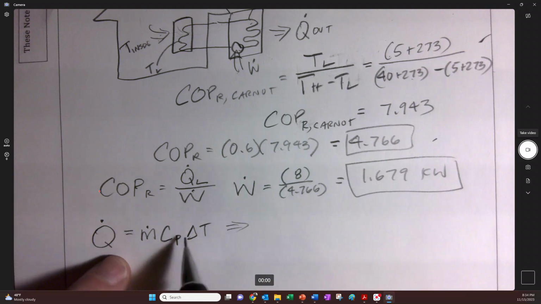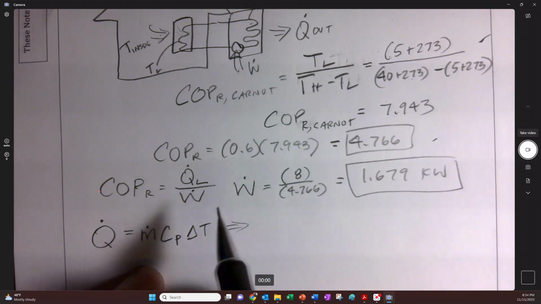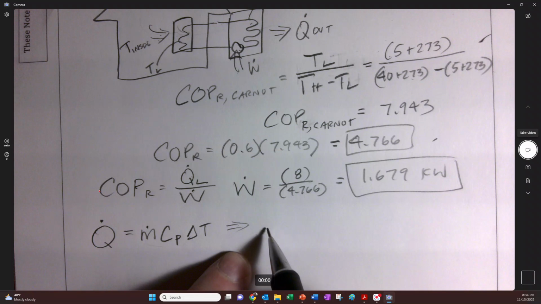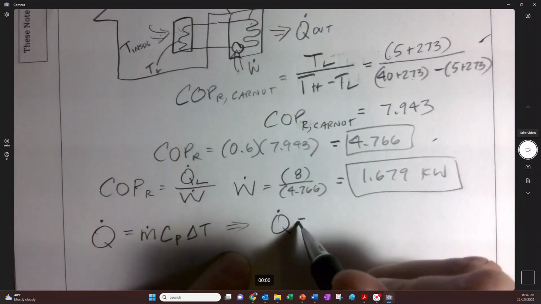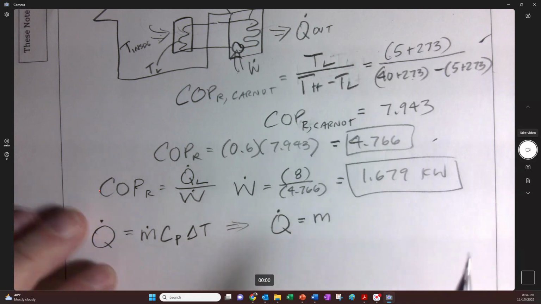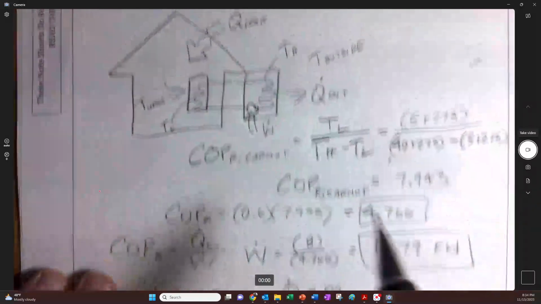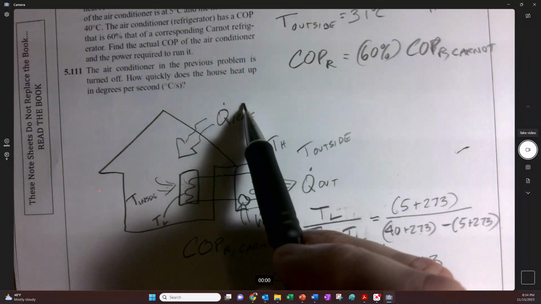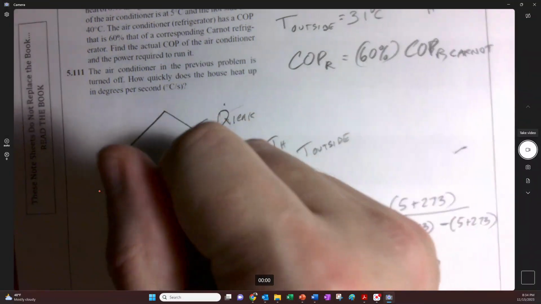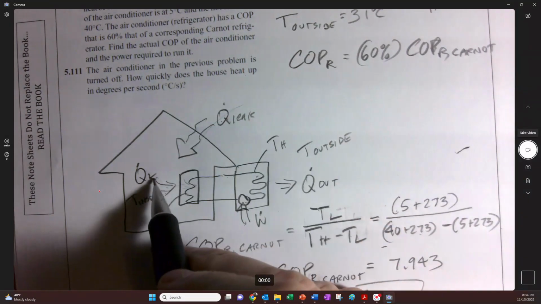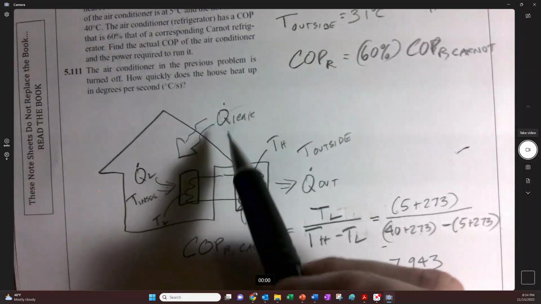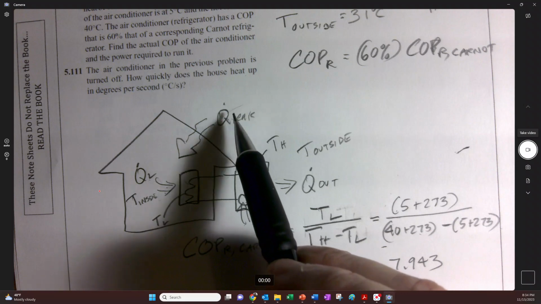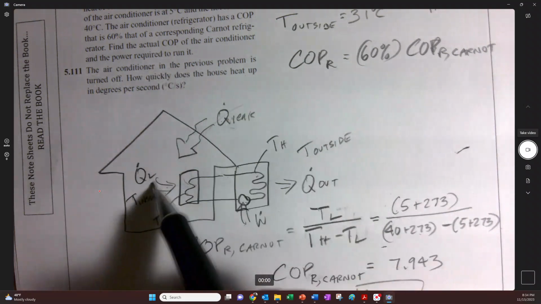But this is not a flow problem. This is not a fluid flow problem. This is a stationary house. And now we're going to do time rate. So what is the heat flow rate going to be? Once again, I drew the house because here's heat leaking in, and then here's Q dot L coming into there, right? So this must be equal to that on a regular day, right?